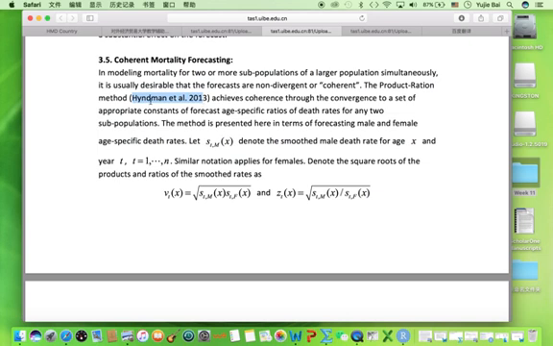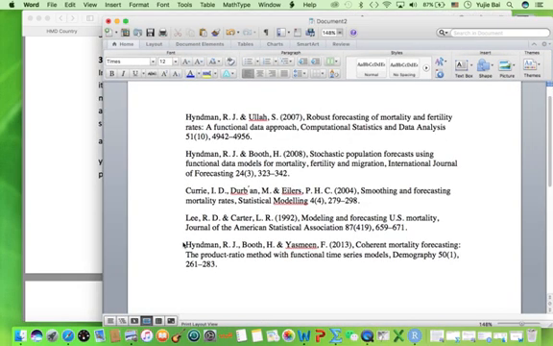The method introduced by Hyndman can achieve non-divergent or coherent forecasts that converge to a set of appropriate constants of the forecast age-specific ratios of death rates for any two subpopulations. Okay, the method is called the product ratio method, and I give a reference. Much detail about this method can be found in this reference.